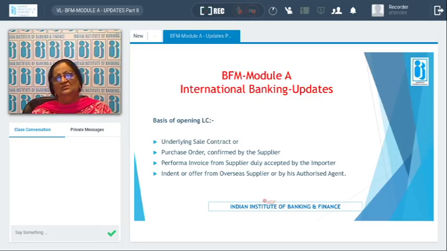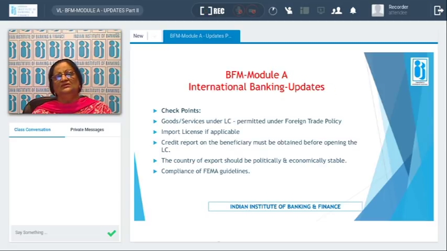Now, what is the purpose of taking any of these documents? When you take this document and scrutinize it, the bank is assured that it is a genuine transaction, because we can open an LC only for a genuine transaction. So this is very important, that any of these should be obtained and scrutinized by the banker. And this is the basis of opening an LC.